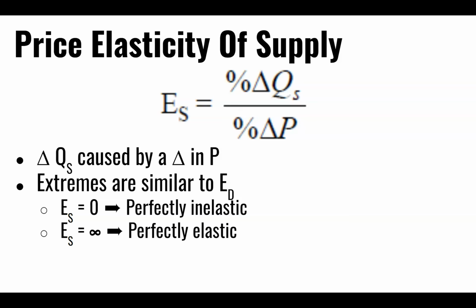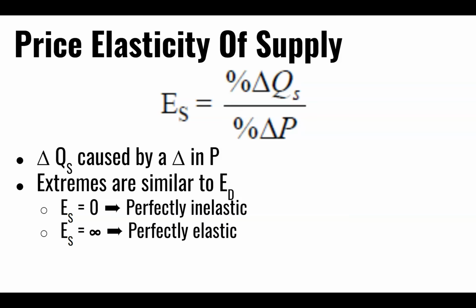Final one here is price elasticity of supply, and it is very similar to price elasticity of demand. The only difference is we're talking about the supply curve now and not the demand curve. So the formula is the same, percent change in quantity supplied divided by the percent change in price. That is, what happens to the amount of goods being supplied when the price changes.